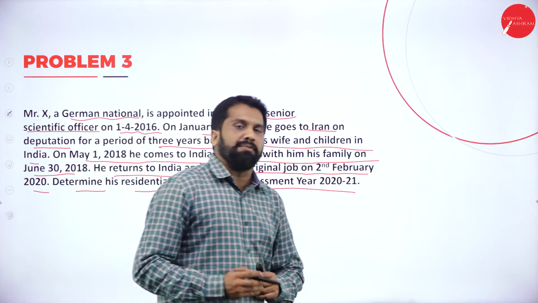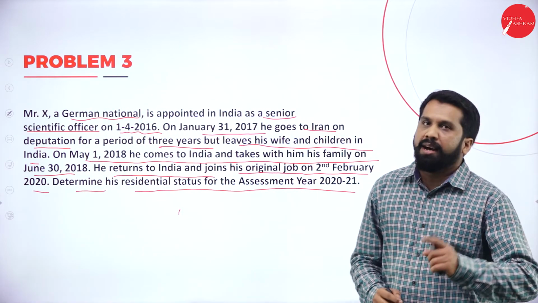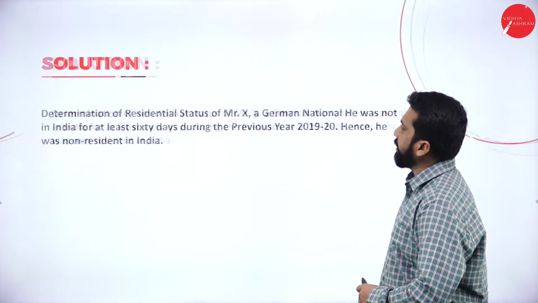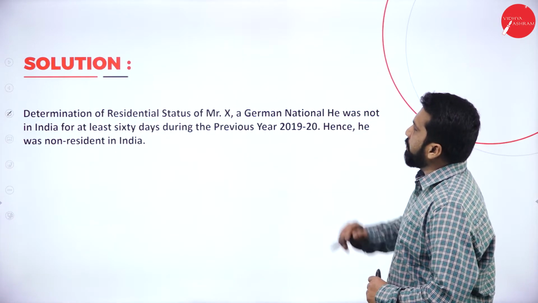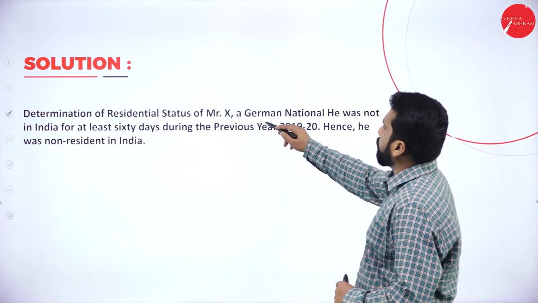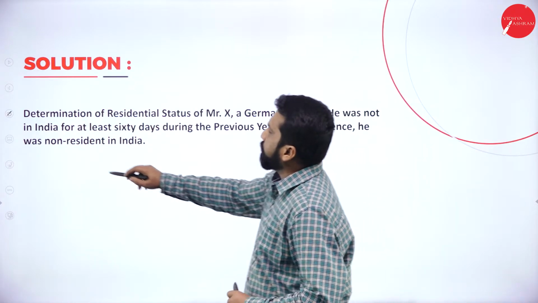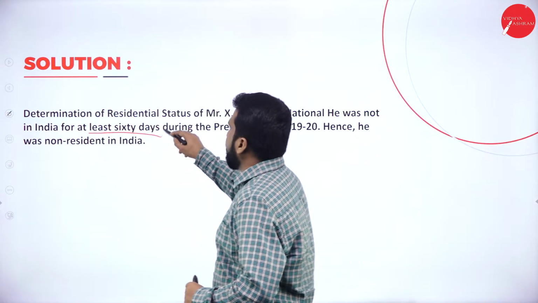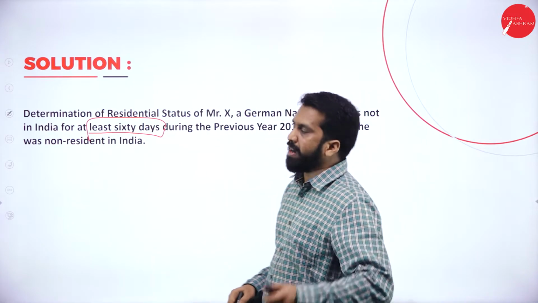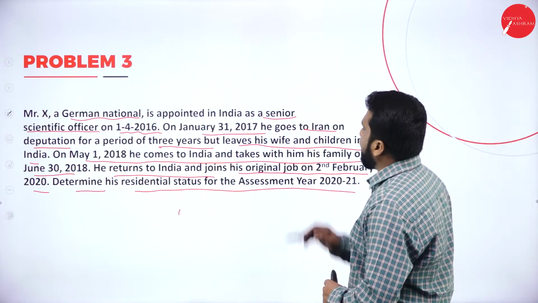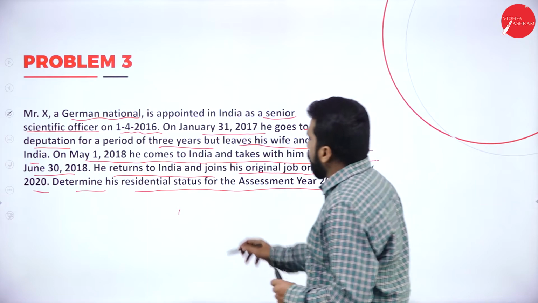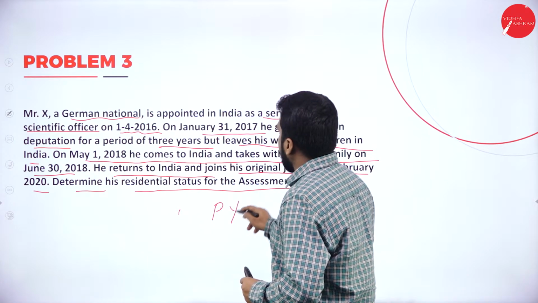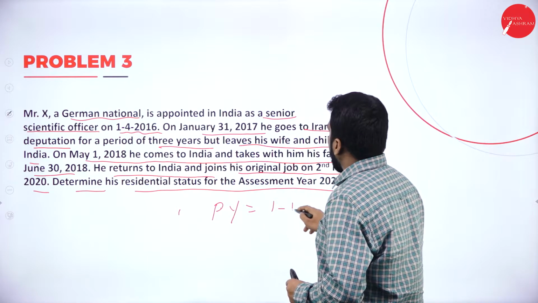Easy to calculate. We'll go for the solution directly. I'll make you understand there. Now, determine the residential status of Mr. X, a German national. He was not in India for at least 60 days. I'll go back, we'll check. Now, as per this, as I told you, go for the previous year. What is your previous year?